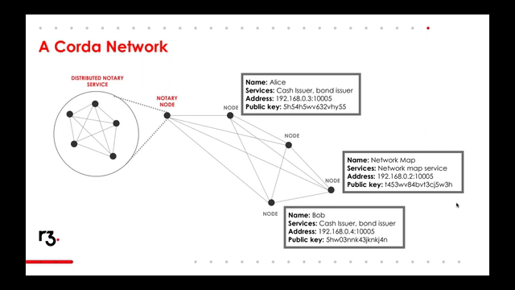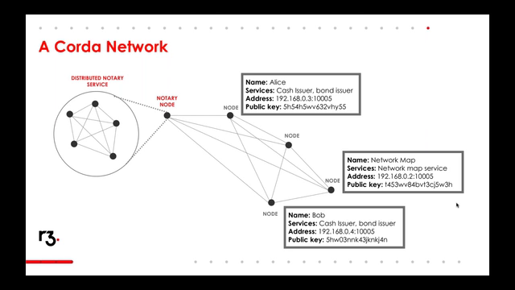You can look at a network something like this. This is the same diagram that we looked at in the first webinar, except now we've annotated it with some details. So in the network map, you would have a listing for each one of these nodes, Alice and Bob. The entry in the network map service would also list what services they offer. So for example, Alice is a cash issuer and a bond issuer, as is Bob.